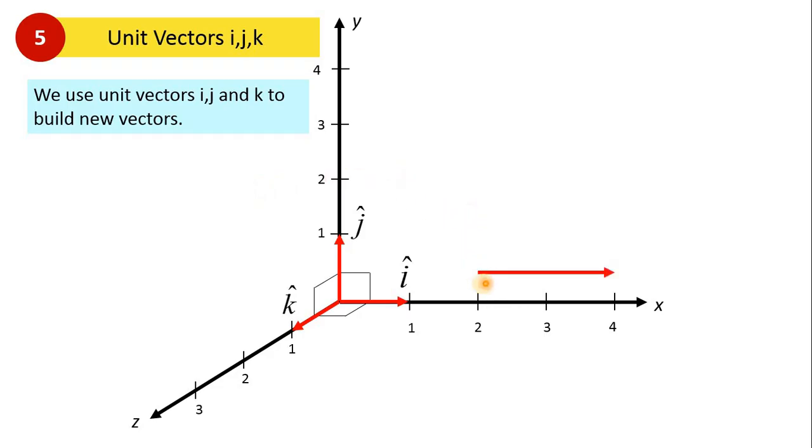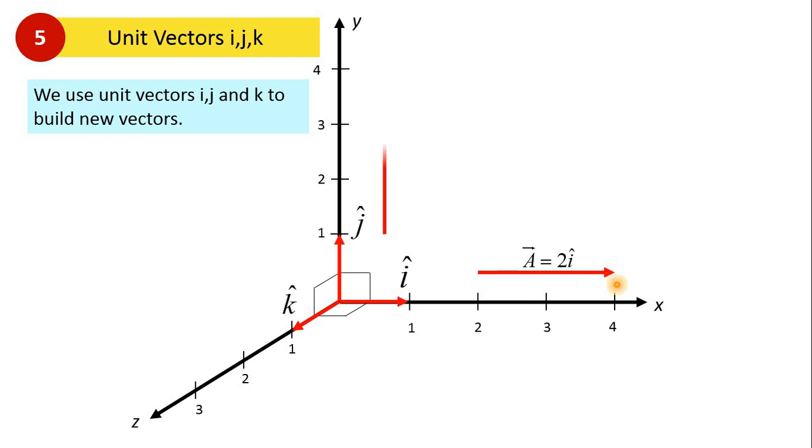Look at this. Here I have drawn a vector between 2 and 4. So what is the length of this vector? The length is equal to 2 units. Now because i cap means 1 unit vector, 1 unit, this vector should be 2 times this i cap, 2 i cap. So this vector A is 2 times i cap. Please note it's 2 i cap, not 2 j cap. Why? Because the direction is along i cap.